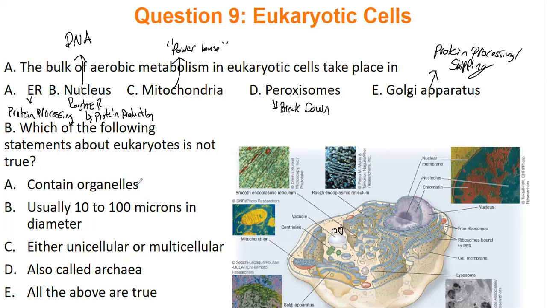Well, organelles, yes, that's what makes a eukaryote. We have systems inside of our cell that are their own little factories. And they're separated by a membrane. Mitochondria, peroxisome are all types of organelles. Usually 10 to 100 microns in diameter.